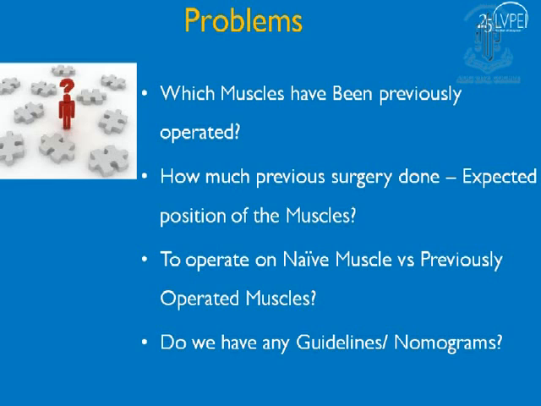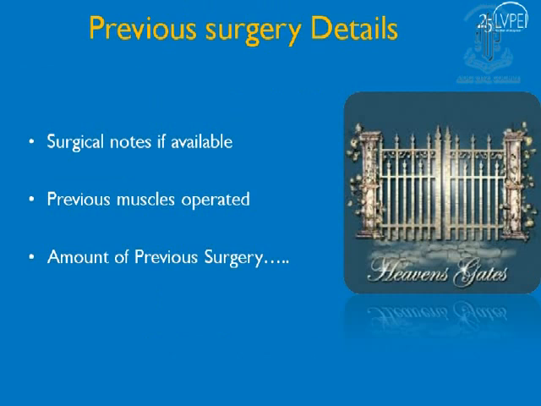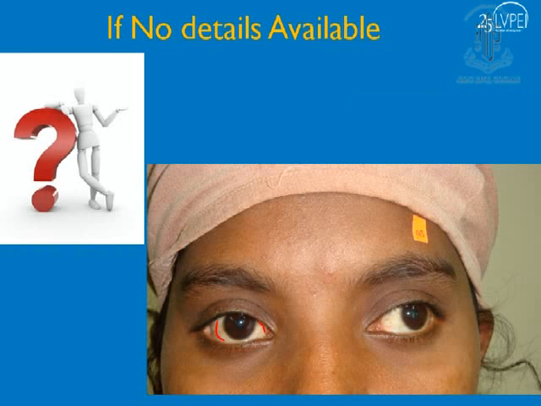Then we need to decide whether we need to operate on the muscles which were not previously operated versus the muscles which have been previously operated, and do we actually have any guidelines or nomograms. So we'll first see the first two scenarios. If we are provided with the details of the previous surgery, it's like heaven's gates have been opened for us. We know what has been done and we can directly plan what can be done. But if the details are not available, we are in a dilemma.